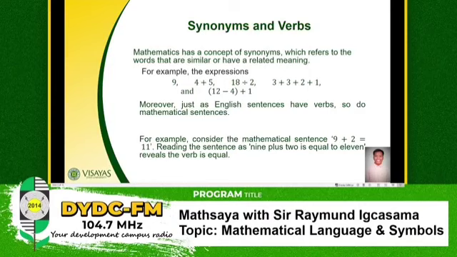All right? So what does it mean? Hence, the verb for the mathematical sentence 9 plus 2 equals 11 is the equal symbol. So the equal symbol is the verb in a mathematical sentence. And this is one of the most commonly used mathematical verbs.